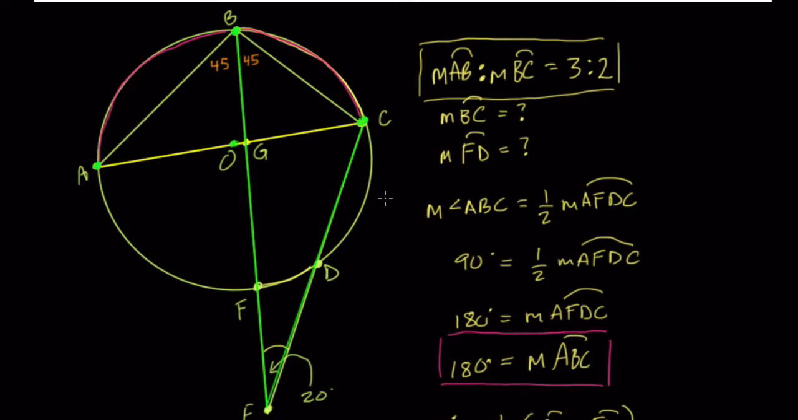So, if it was a 1-to-1 ratio, the measurement of each arc would be what? Well, they'd be equal. It would be 90 and 90. But you know that AB, which is represented by the longer side in the ratio, is going to be slightly larger than the arc BC.